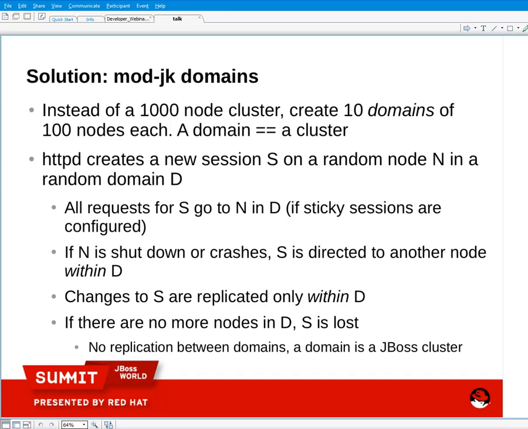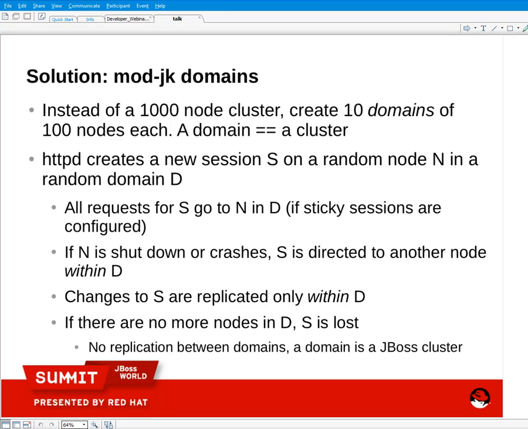Okay, so what I suggest is divide and conquer. Instead of a big, large, flat 1,000 node cluster, create 10 domains of 100 nodes each. And that's just an example. It could be 10 domains of 10 nodes to manage a cluster of 100. In this example, a domain is always also a cluster, but it doesn't need to be. That's just for the purpose of the example. We'll talk about this a little later.